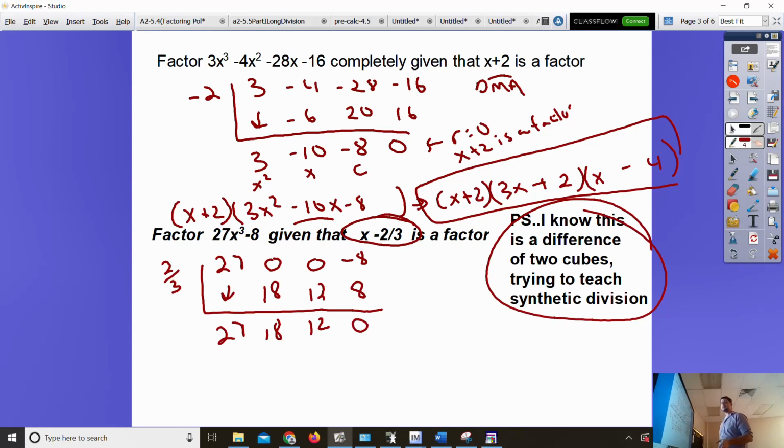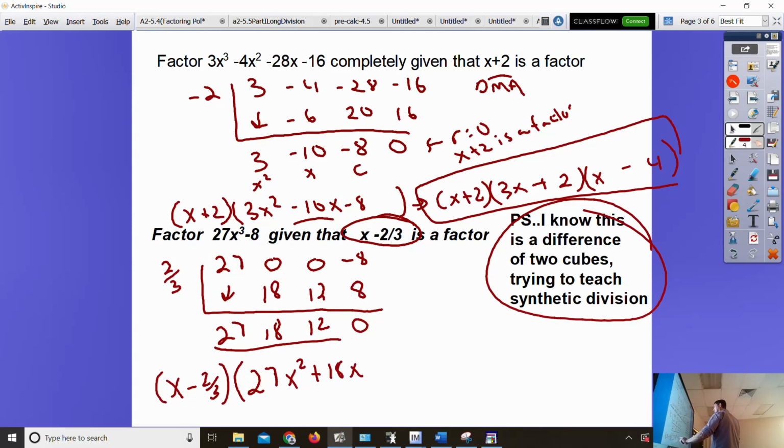X minus 2/3 is a factor. We'll clean that up in a second. I don't like the way that thing looks. This is my second set. That's going to be 27x squared plus 18x plus 12.